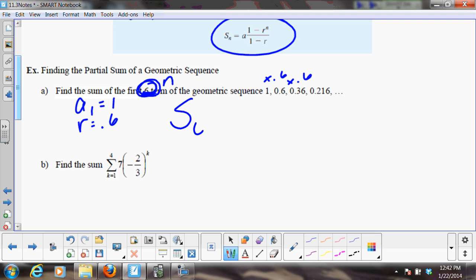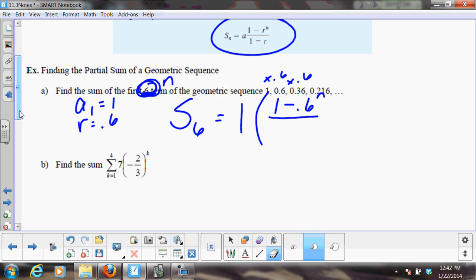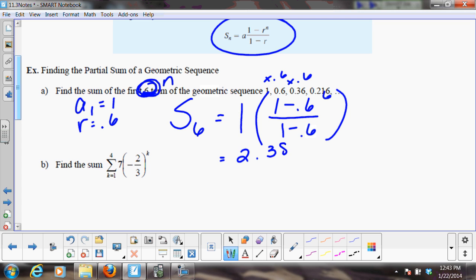So sum of the first 6 terms, 1, and I'm going to put the fraction in parentheses, 1 minus 0.6 to the n, to the 6, because it's 6 terms, over 1 minus 0.6. And this comes out to be 2.38336.